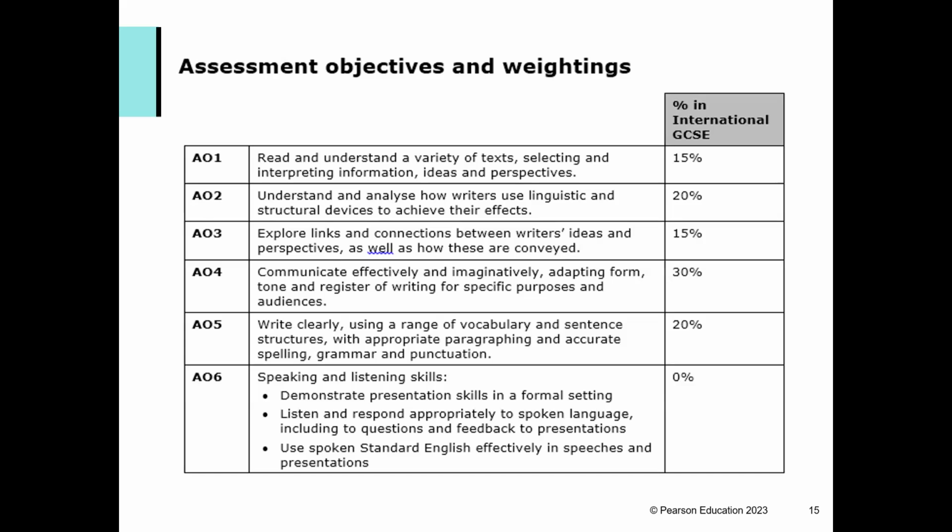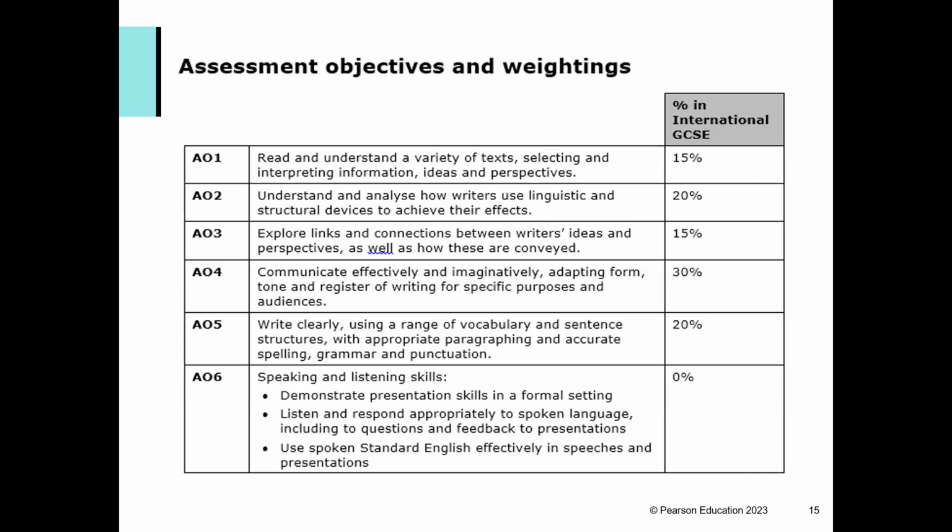AO3, which is the comparison assessment objective: explore links and connections between writers' ideas and perspectives, as well as how these are conveyed. That's only assessed in paper 1, and it's 15% of the final mark. It's question 5 on paper 1.